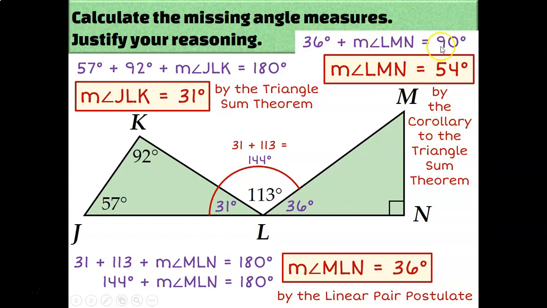The work that I showed would be the corollary to the Triangle Sum Theorem, because I just added the 2 acute angle measurements and set it equal to 90. If you had done 36 plus the measure of angle M plus 90 equals 180, then your answer for the justification would be the Triangle Sum Theorem.